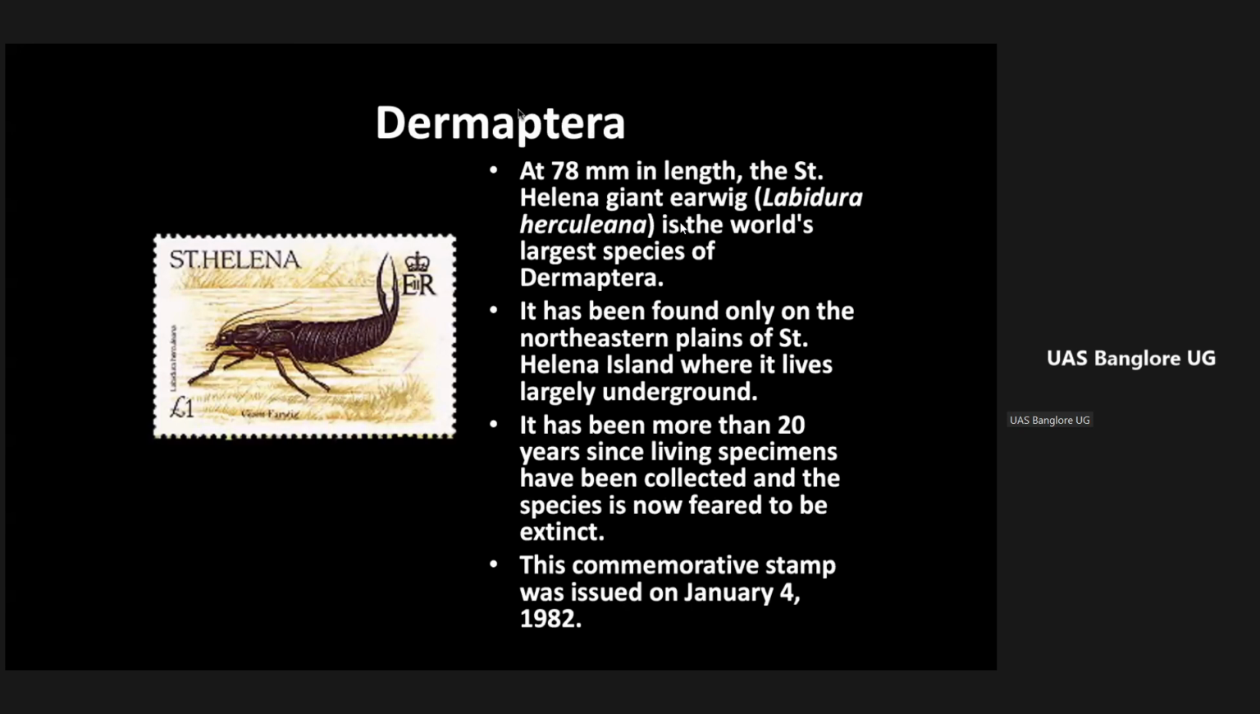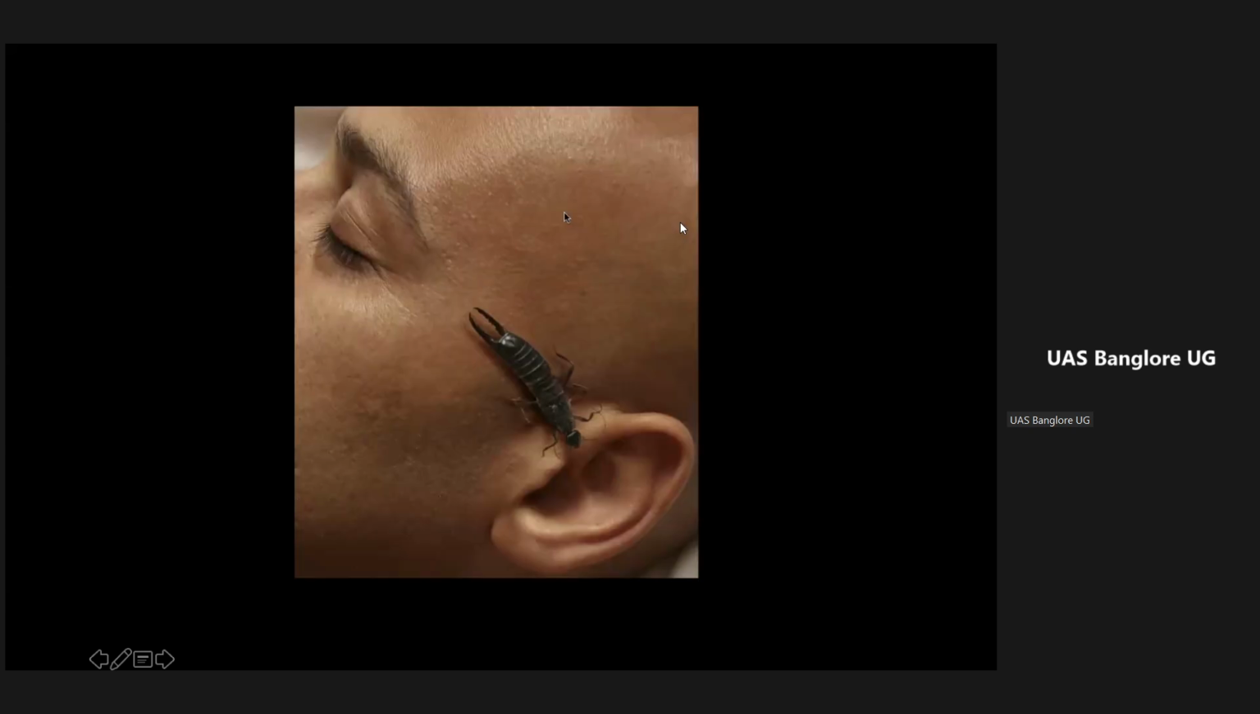Derma means skin, Terra means wing. But there is no reason to say it is a Dermaptera. So they say that it gets into the ears. Because of that, they call it earwig, commonly called earwig. It is a myth. It is not true. Please remember, they don't get into the ears of humans. But simply people say it is an earwig.